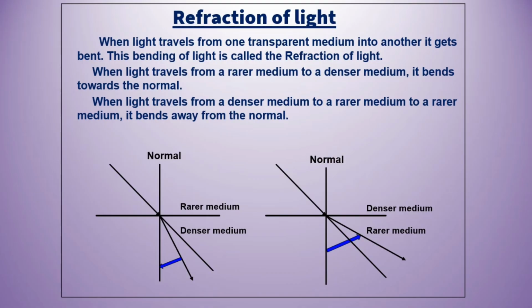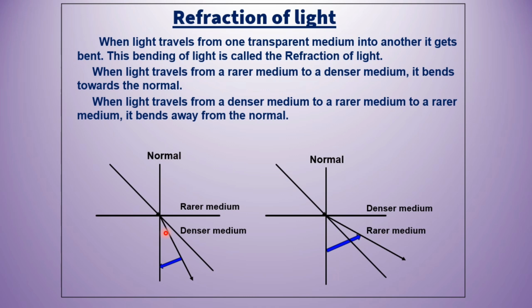Refraction of light. First, we have to know what refraction is. Refraction is when light travels from one transparent medium into another transparent medium and gets bent. The bending of light is called the refraction of light. So here there are two diagrams.